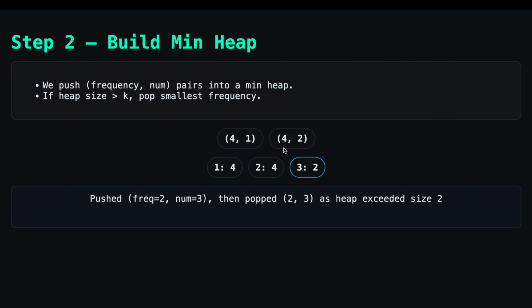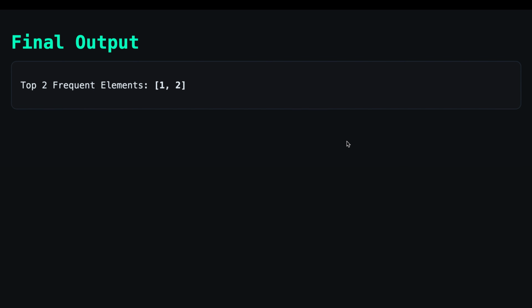And now since the size has become 3, which is greater than k, we will pop the smallest frequency element, right? So we simply pop 2, 3 out because 3 over here appears least frequently. So finally, heap remains 4, 1 and 4, 2, which means our top 2 frequent elements are 1 and 2, right? So our final answer is 1, 2, because both 1 and 2 are the most frequent elements appearing 4 times each.